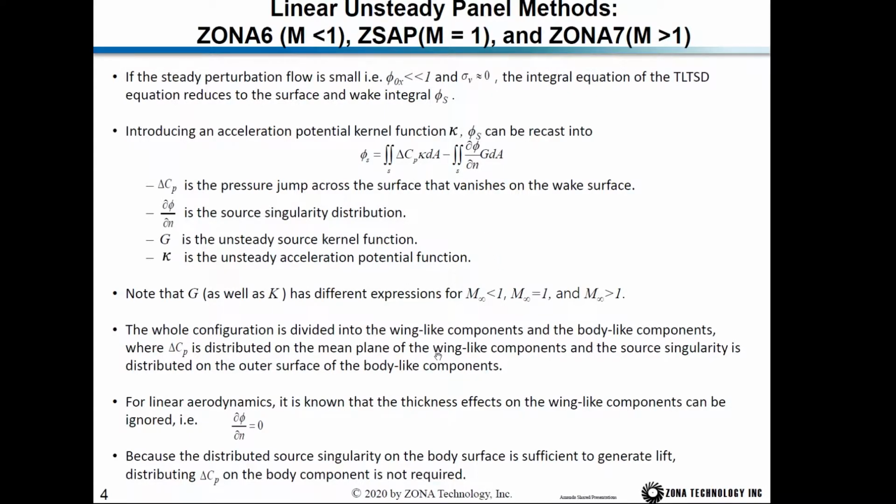Okay, so we put a source on the body-like component, and we put the delta Cp on the wing-like component. Further, because the linear unsteady potential equation does not involve any steady flow term, therefore the thickness and the camber effect do not contribute to the unsteady flow. Therefore, to model the wing-like component, we only put the delta Cp on the main plane of the wing-like component. Therefore, we model the wing-like component as a flat plane.